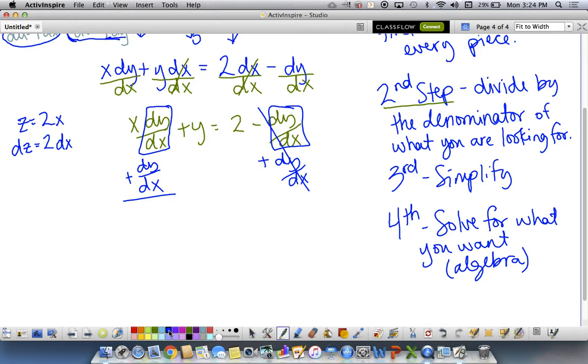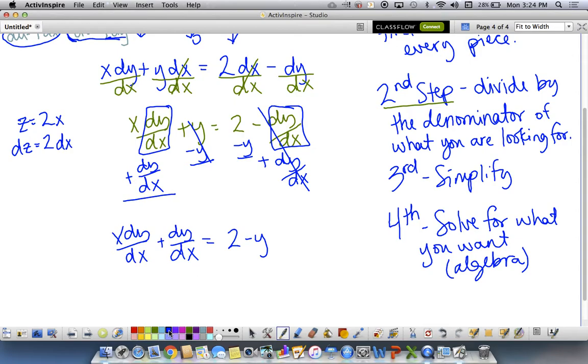Well, I want to get those together on one side. So can I subtract y and take it to the other side? Okay, so it's going to look something like this: x dy/dx plus dy/dx equals 2 minus y. I've moved stuff from the right to the left and from the left to the right.